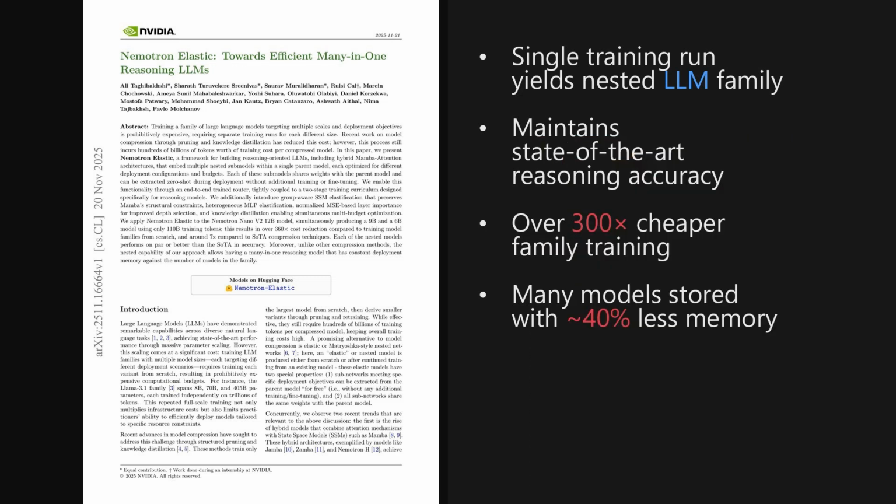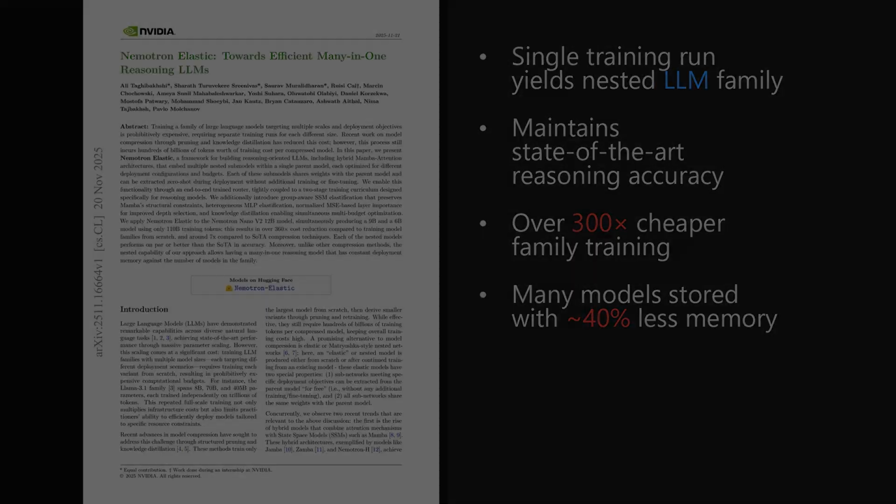I'm Alex. Today we are looking at a paper trending on X, published on November 20th, 2025, about 3 days ago. It introduces Nemotron Elastic, a many-in-one training framework that carves out nested reasoning models that match or beat state-of-the-art accuracy, while cutting family training costs by over 360 times and using only 110 billion tokens. The paper is titled Nemotron Elastic, Towards Efficient Many-in-One Reasoning LLMs. And as we will see later, the implications for how we train and deploy whole model families are pretty significant.